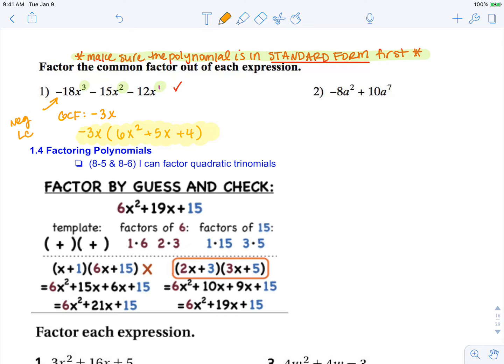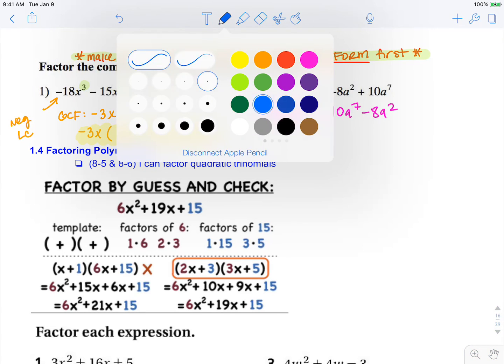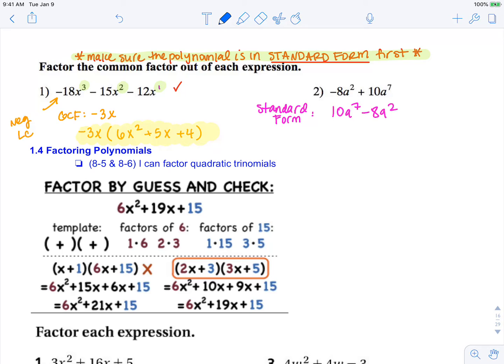Now, number 2 here, you might be tempted to factor out a negative GCF, but it's not in standard form. First, in standard form, this polynomial becomes 10a to the 7th minus 8a squared. Now that I have it in standard form, my leading coefficient is positive, so my GCF will be positive. And that GCF is going to be 2a squared.